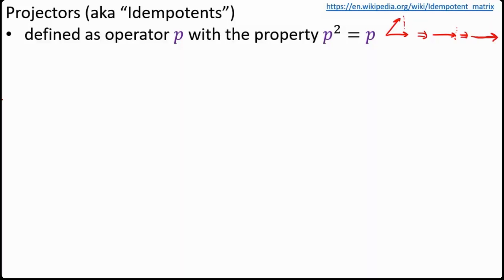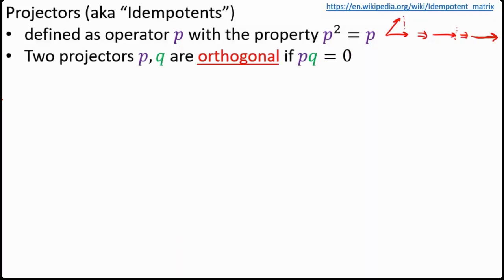I'll show you some actual matrices that are projectors later, but this is an algebraic definition. Another definition: two projectors are orthogonal if they multiply to give 0. For example, here I showed a projector down to the ground. If I wanted to project against this wall, that could be another projector. But if I project against the wall and then project against the ground, then I have nothing left. I have a 0 vector. So when you apply two projectors one after another and get 0, because they're orthogonal directions, you say the projectors are orthogonal. So they multiply to give 0.